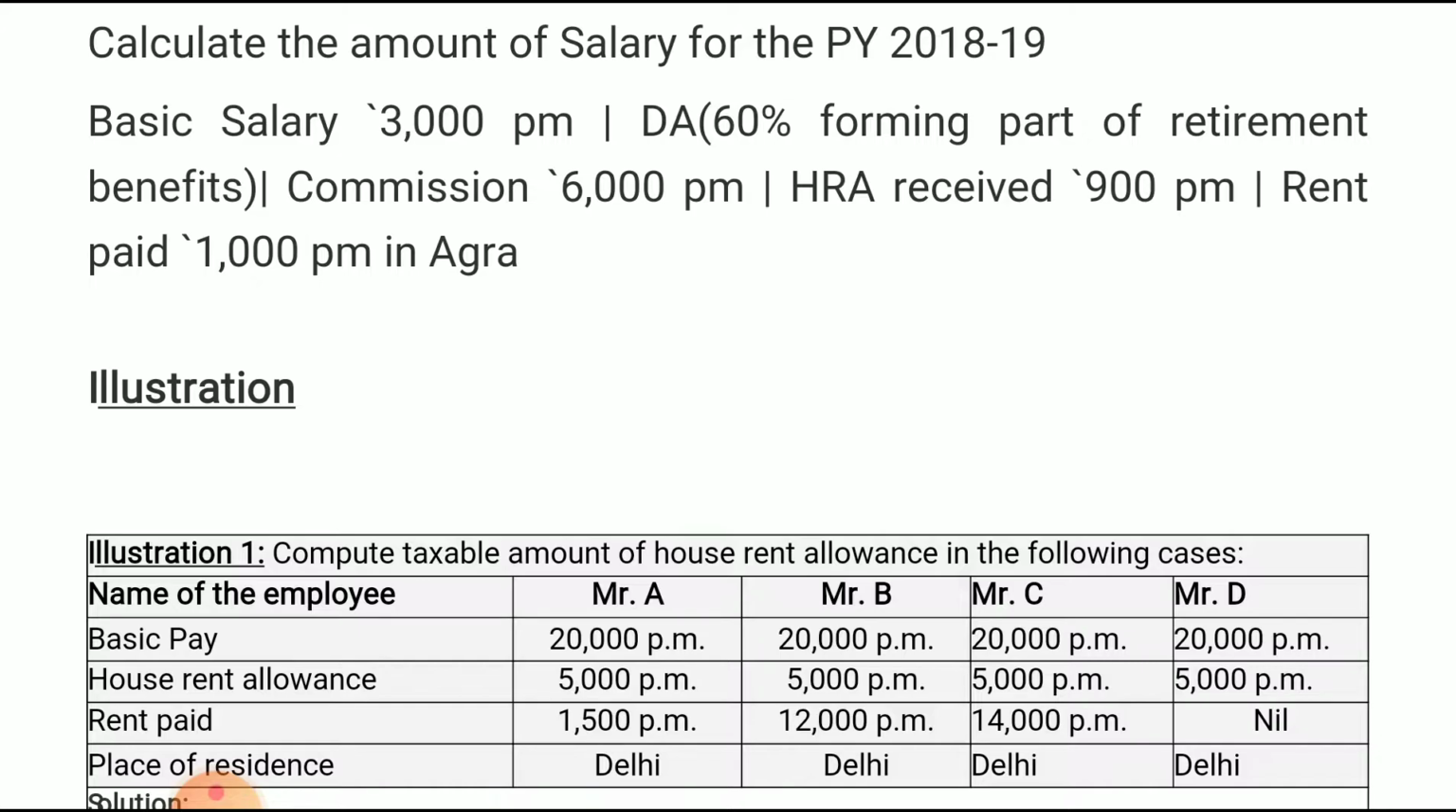Rent paid is 1,500. House rent allowance is 5,000 per month for each of the assessees A, B, and C, and D is 5,000 rupees per month. Rent paid is Mr. A 1,500, Mr. B 1,200 per month, Mr. C 12,000 per month, and Mr. D 14,000 per month. And the place of residence is Delhi for all the assessees.